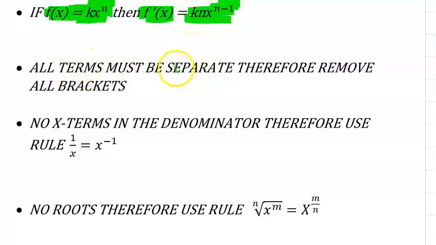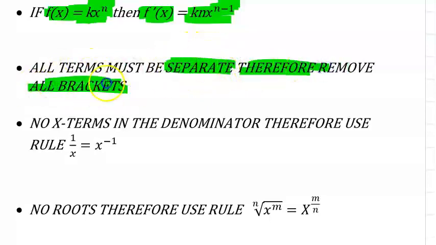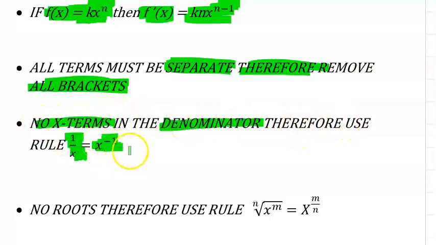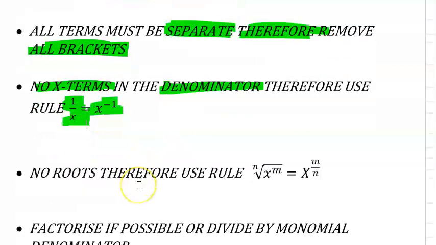All terms must be separate. Therefore, remove all brackets. So you need to, for example, be able to square a binomial. Remove brackets. No x terms in the denominator. Therefore, use the rule 1 over x equals x to the minus 1. So you must be able to know this rule over here as well. Okay, so there mustn't be any x term in the denominator.